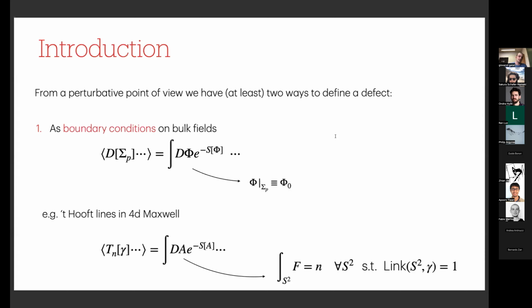For example, 't Hooft lines in abelian gauge theories are defined by specifying a fixed behavior of the field strength on the spheres which link with the line. So it's somewhat an implicit definition of the defect in terms of the behavior of the fields of the theory.